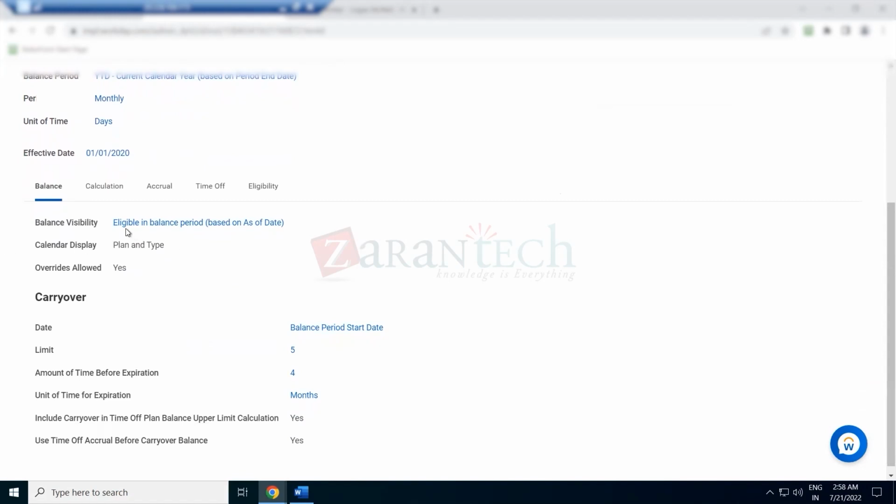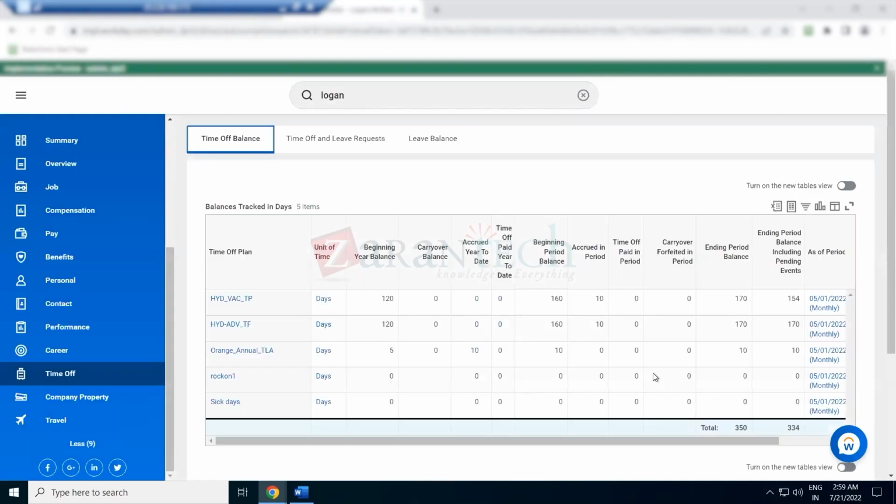So balance visibility is basically how an employee would be able to see the balances and what balances the employee would be seeing. So here you see there is a term used as eligible in balance period, balance as of date. So if I am eligible in that particular balance period, like for this particular year, balance as of date, as today is 21st, what balance I have. You can see over here, as of that date, what balance I have.